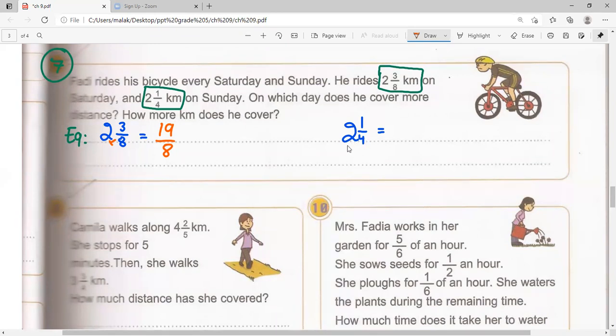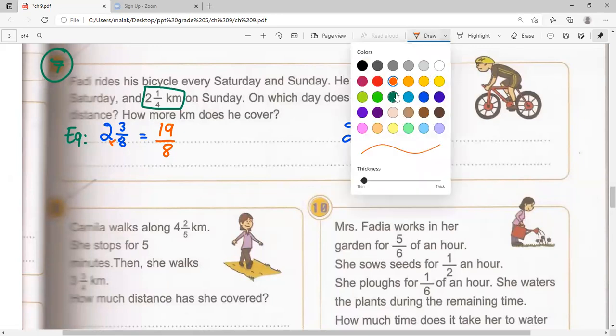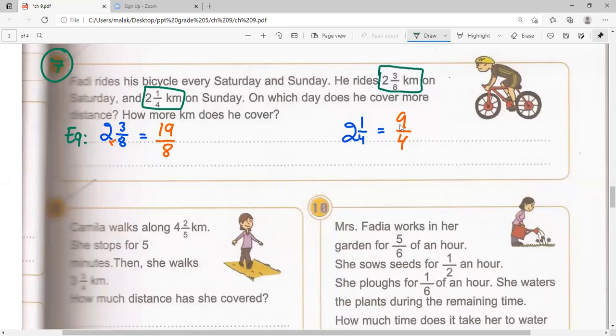2 times 4 is 8, plus 8 is... 9/4. Now here, you will compare 19/8 with 9/4. How do we compare these two fractions? Both have different numerators and different denominators. Look, 19 and 9 are different, 8 and 4 are different.